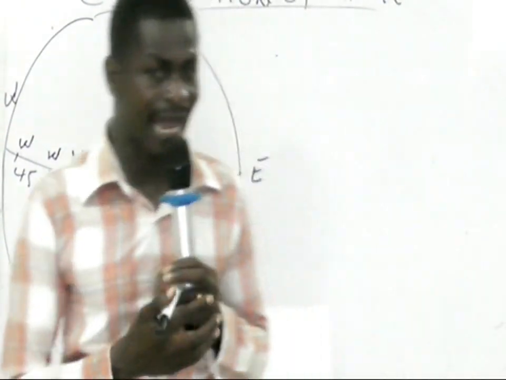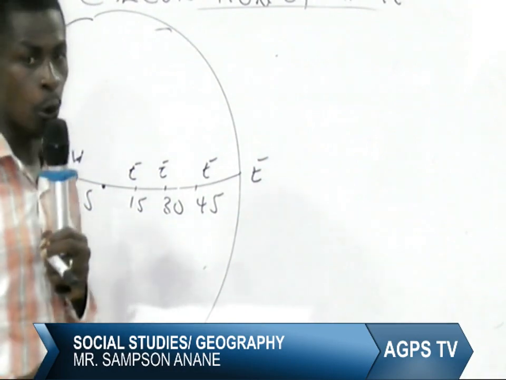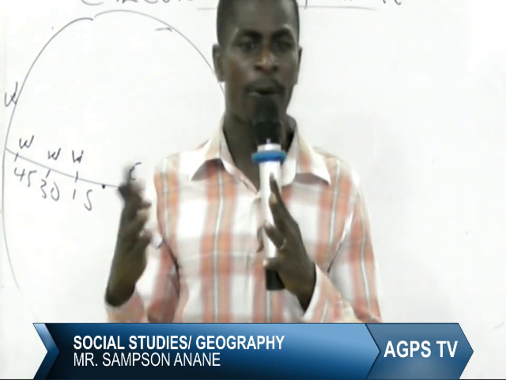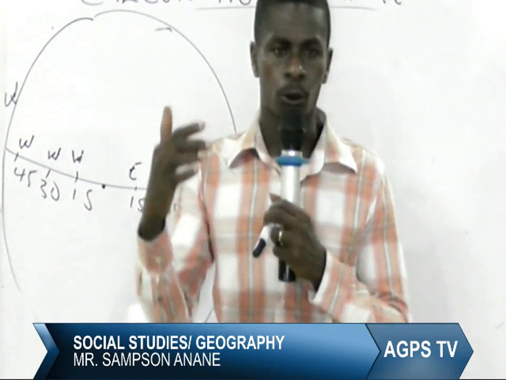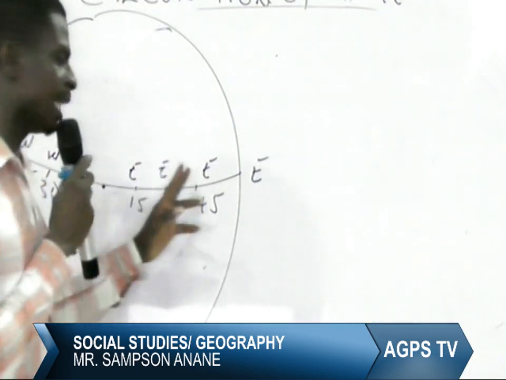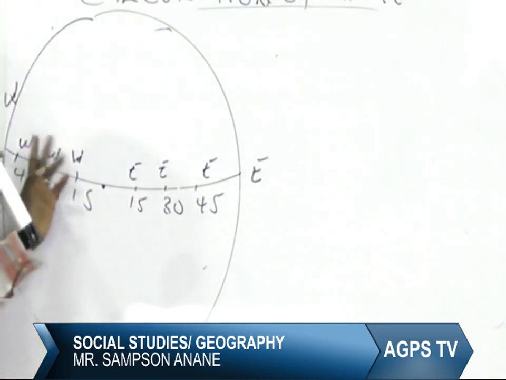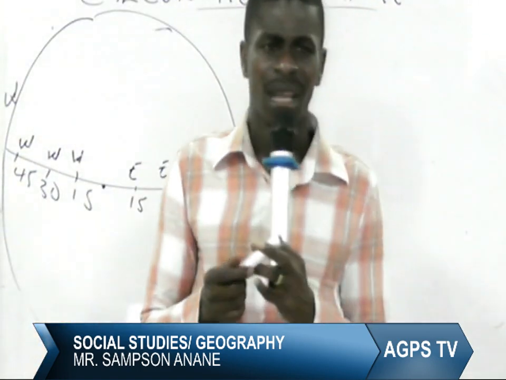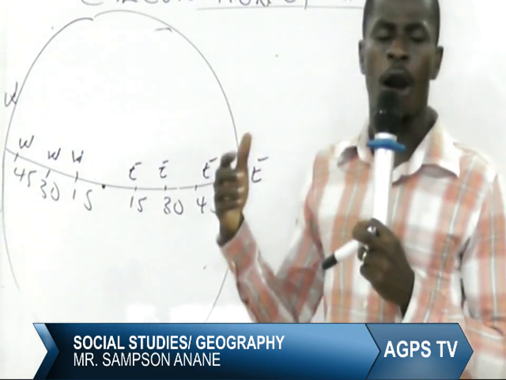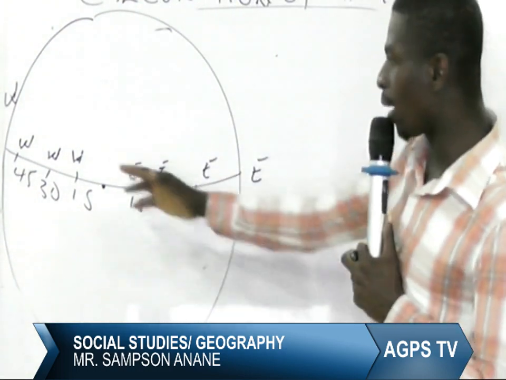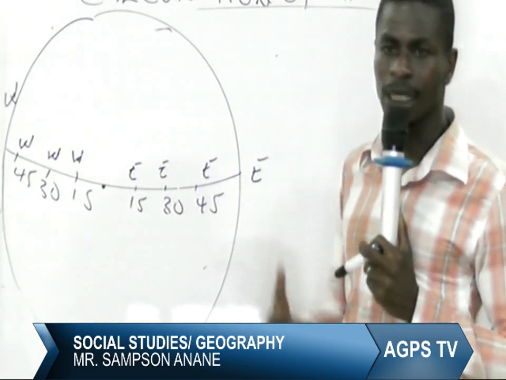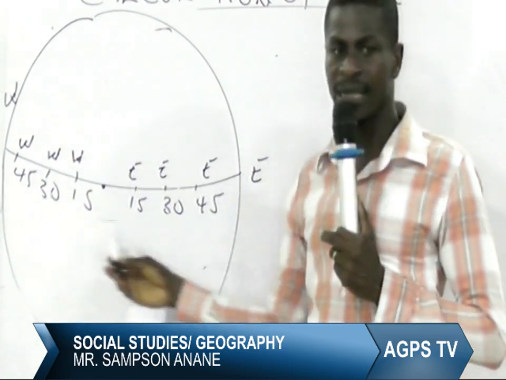To calculate time in the same zone, first of all, we find the difference. Anytime we are calculating time in the same zone, whether it is east-east or west-west, we find the difference. But if you are calculating time in different zones, that is west and east, we find the total. And take note of the diagram well.